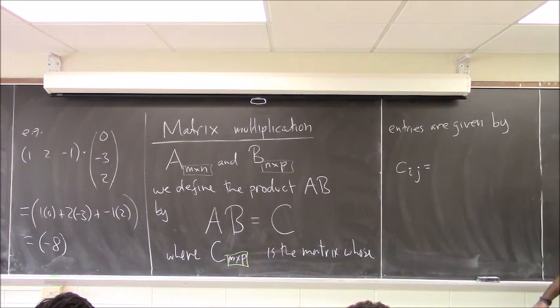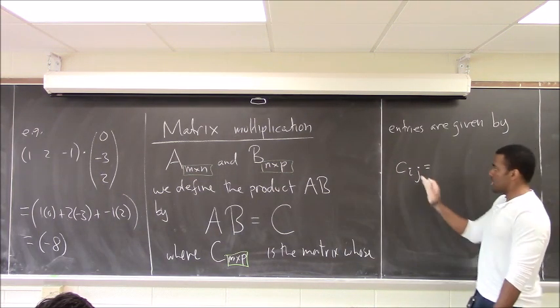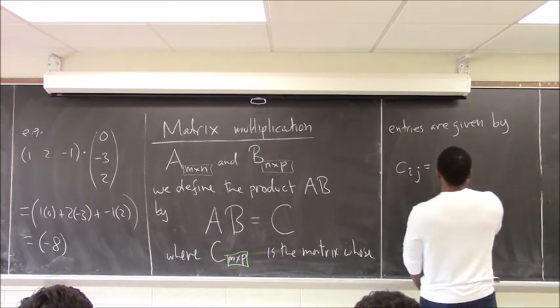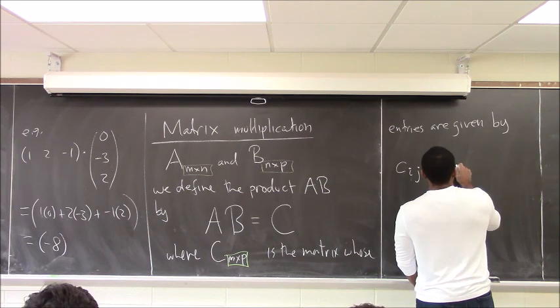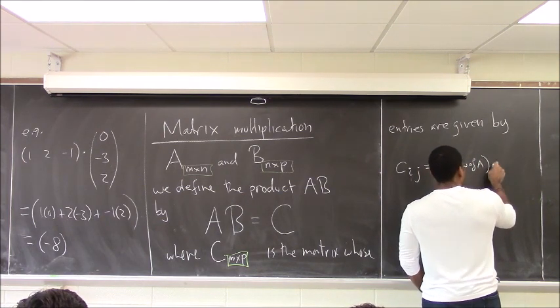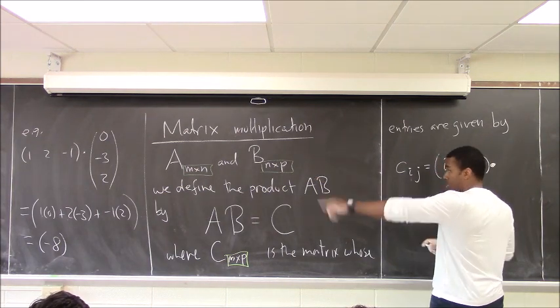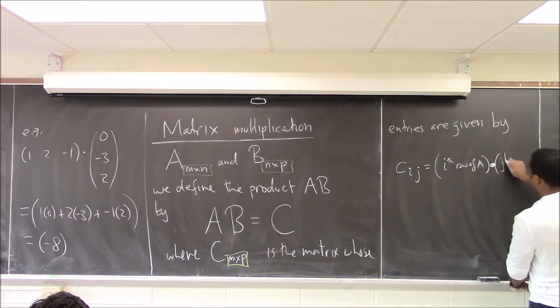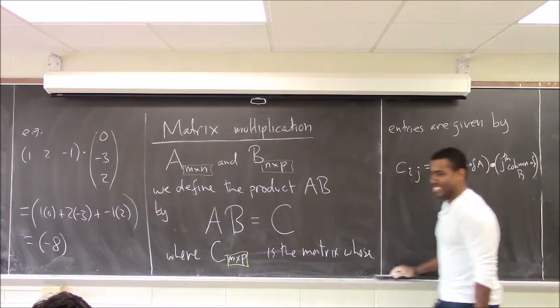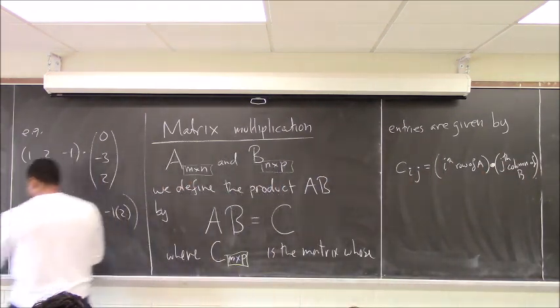How you obtain C_ij, right? The entry in C that is in the ith row and jth column is going to be the ith row of A dot product, the thing I just defined earlier, with the jth column of B. Who's obvious? Not everything is obvious. Okay.